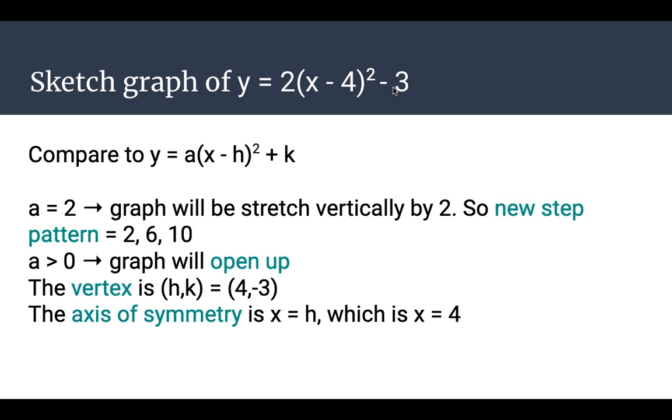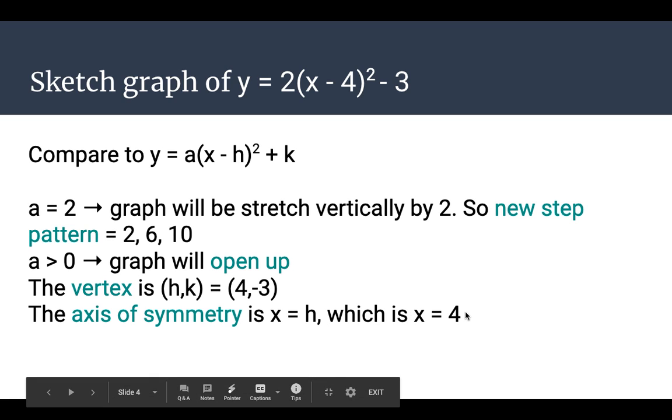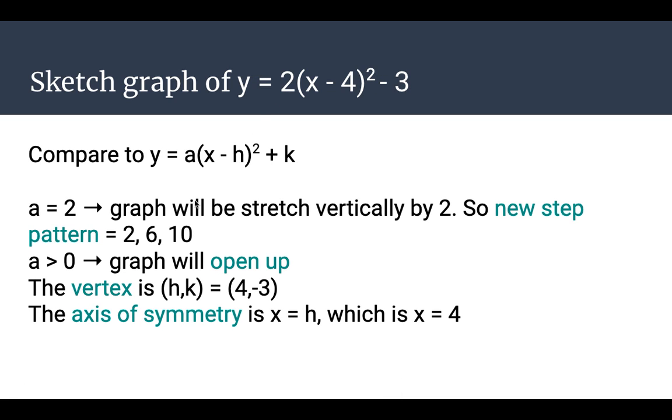Okay, the axis of symmetry is x equals the h value of the vertex. So x equals 4 is going to be where the axis of symmetry is. So this is going to be your first step. When you're given an equation and you need to graph it, you're going to write down what each of your letters are, and that's going to help us graph it. So let's go to that part.